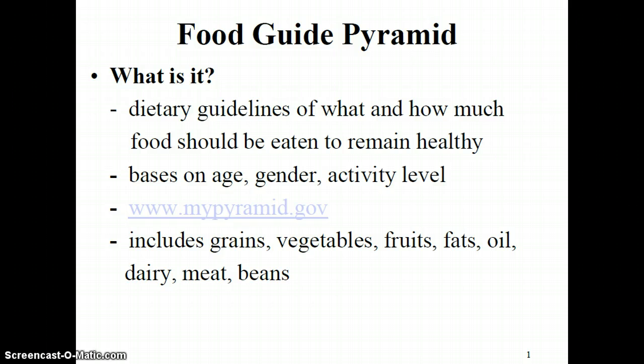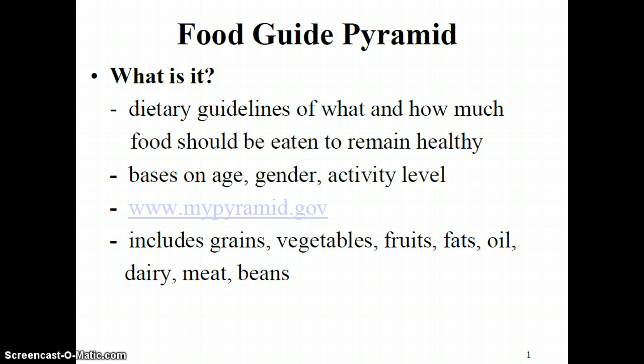Welcome to a discussion of nutrition, a very favorite topic of mine since I have worked as a dietitian in both clinical and non-clinical and public health settings. This first slide talks about the food guide pyramid, which actually has been replaced by the My Plate.